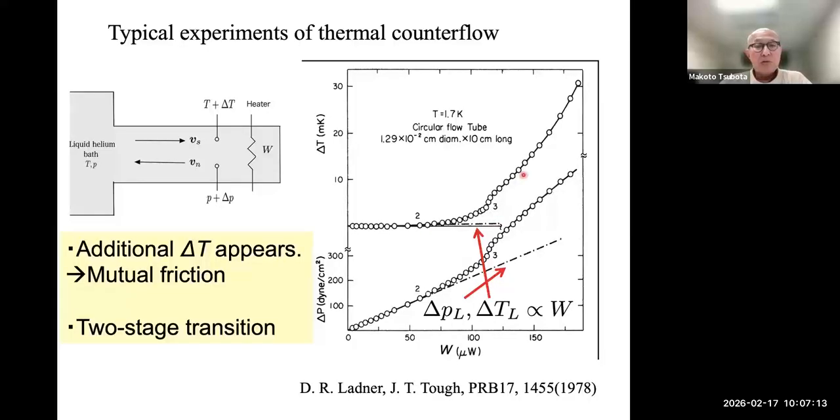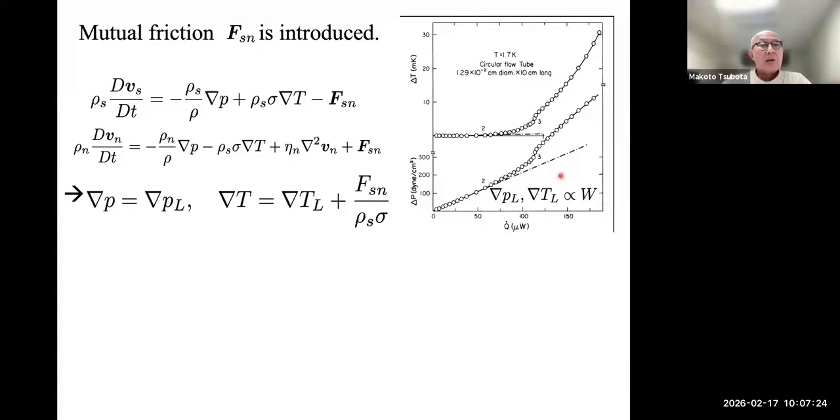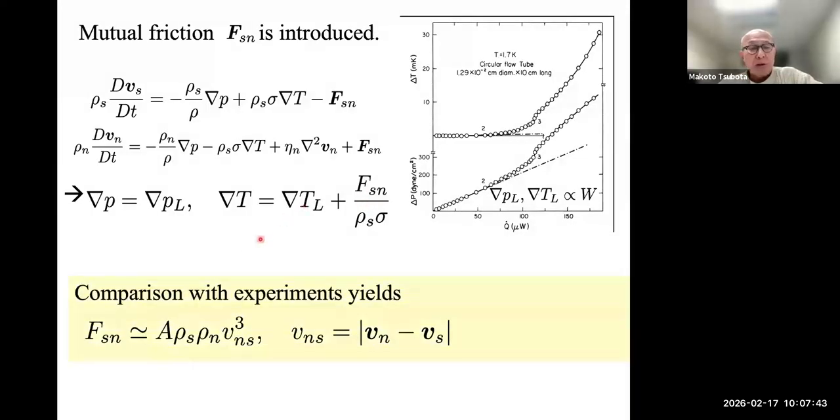The experimentalists observed a two-stage transition, T1 and T2. In order to understand this phenomenon, mutual friction is introduced like this. Because of that, the two fluids become coupled, and this mutual friction gives the additional temperature gradient like this. The comparison with the experiments shows that the mutual friction is proportional to the cube of the relative velocity.